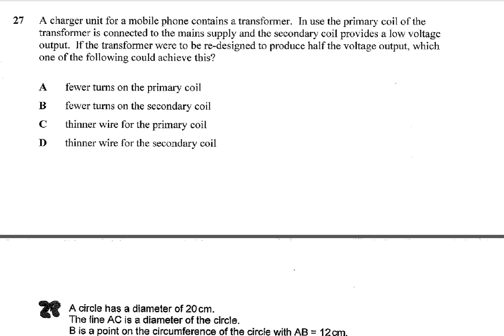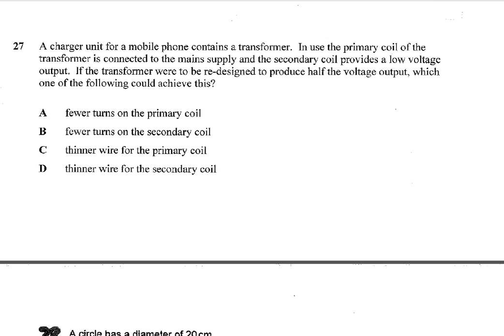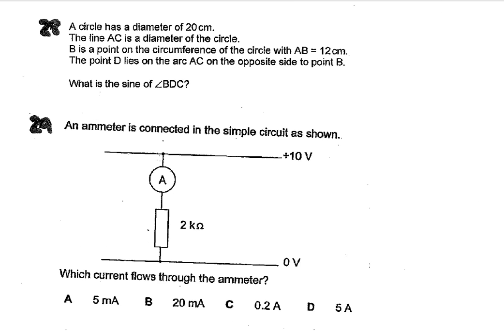Okay, so this is just a standard transformer question. Remember that the thickness of wire to a first approximation has nothing to do with the voltage. It's purely to do with the ratio of the turns on the primary and the secondary. It would start having a bit of an effect, or your wires might just melt if you choose the wrong thickness, but to a first approximation it's just the number of turns that matters. So you've got to work out what the number of turns is there.